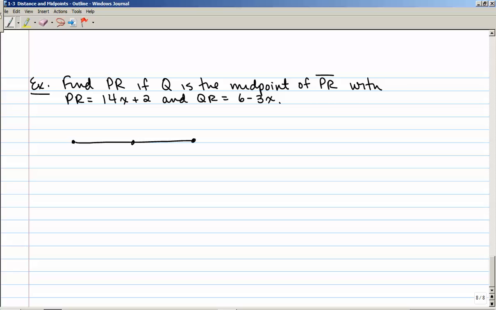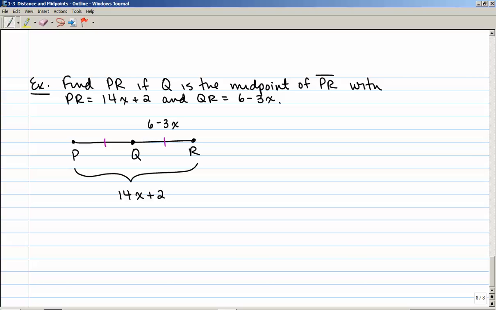So Q is the midpoint of PR, and I'm going to note that with little slashes on there. And I know that PR is 14x plus 2, and I know that QR is 6 minus 3x. So I need to find the length of PR, but in order to do that I need to find x first.